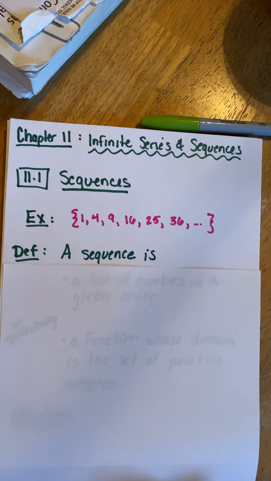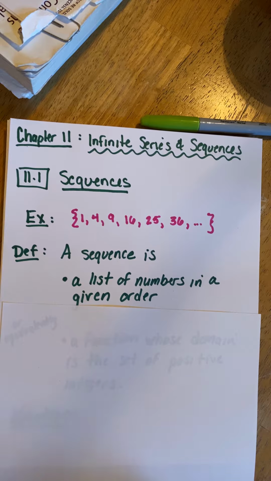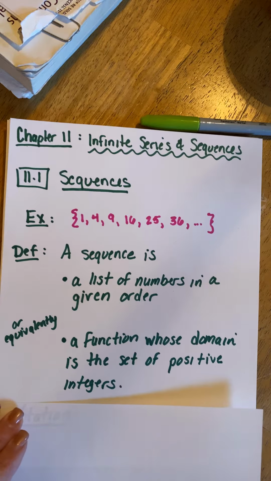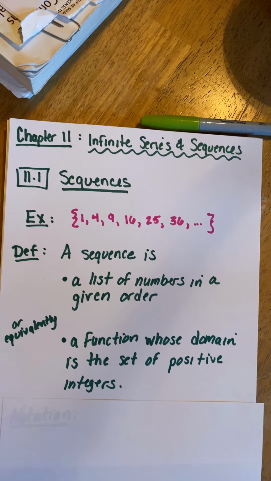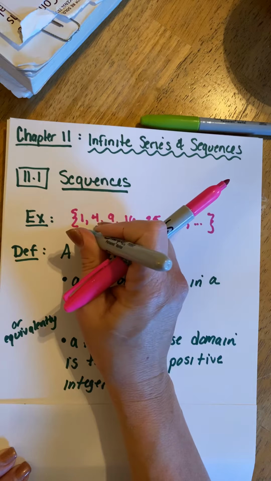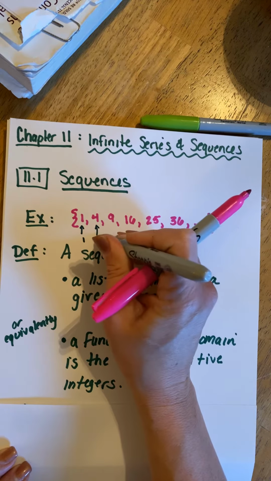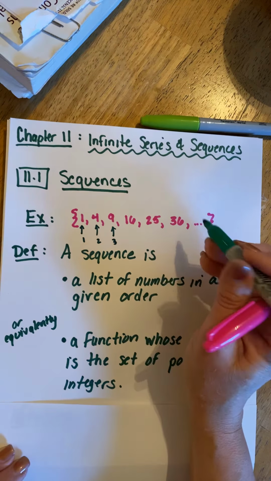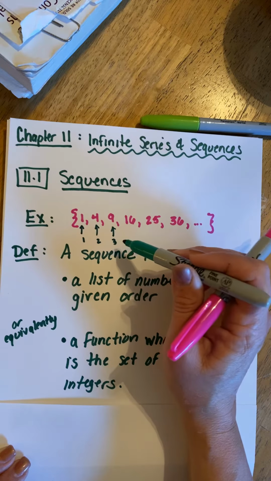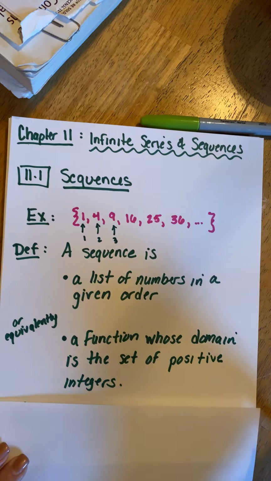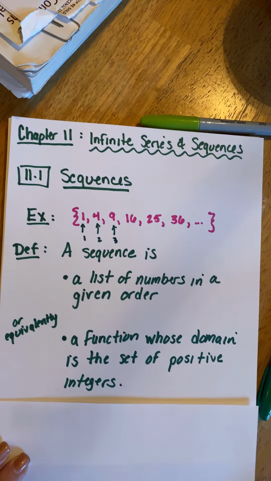So formally, a sequence is a list of numbers in a given order. That simple. Or equivalently, a sequence, if we look at it in terms of calculus, is a function whose domain is the set of positive integers. So if our input was 1, the output would be 1. Our input is 2, the output would be 4. Our input was 3, the output is 9, and so forth. So each term in the sequence corresponds to an integer in order. Sometimes we can find templates or formulas for the pattern, not always, but we'll discuss that in a minute.